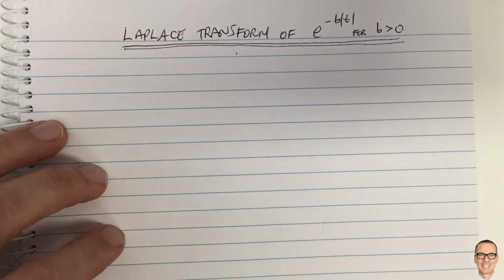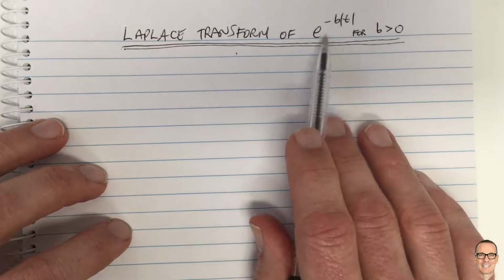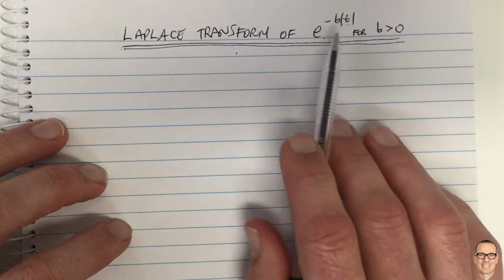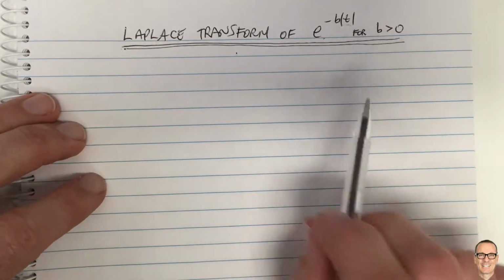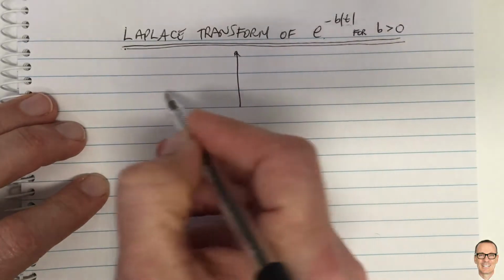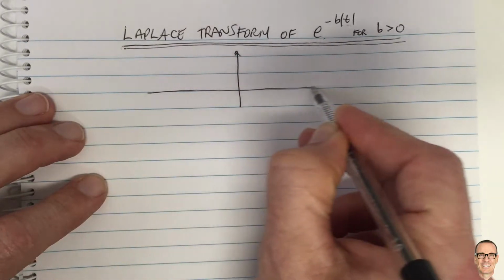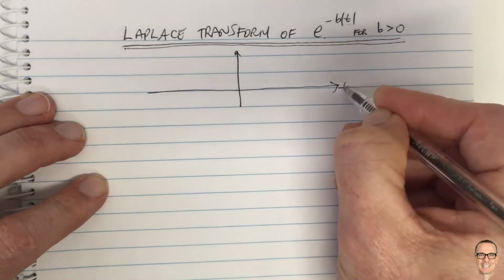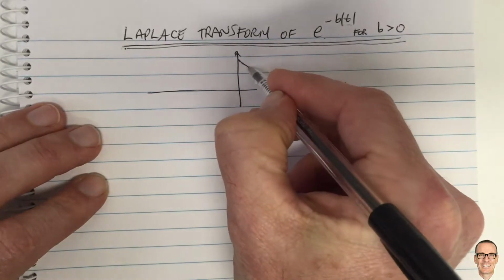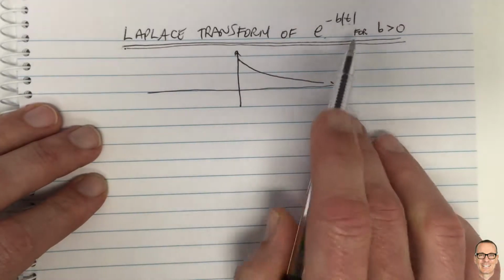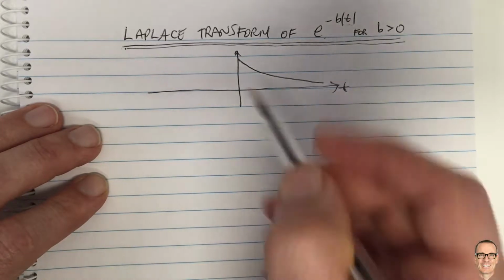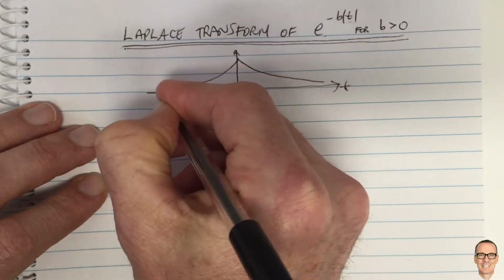So let's look at the Laplace transform of an exponential of mod t, with minus b in the exponential for positive values of b. I always like to start by drawing a plot of the function that we're looking at, in this case a function of time. For positive values of t, it's e to the minus bt, looks like this. And for negative values of t, we take the modulus of those, and so it's this symmetric function.